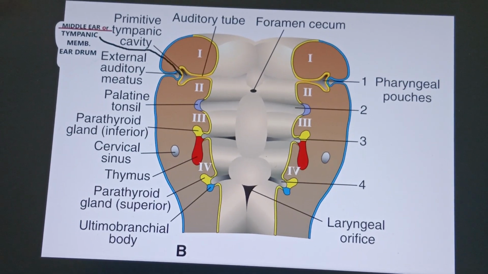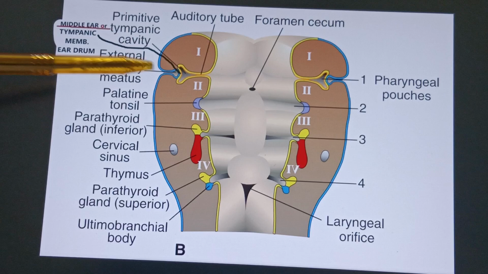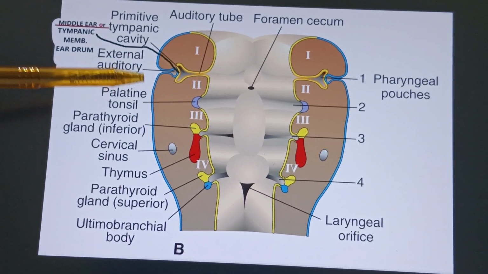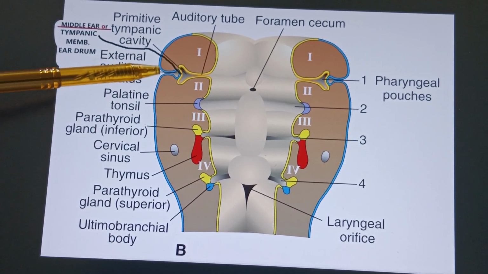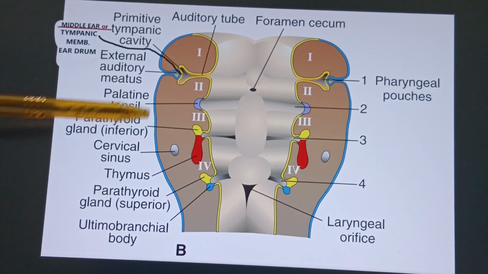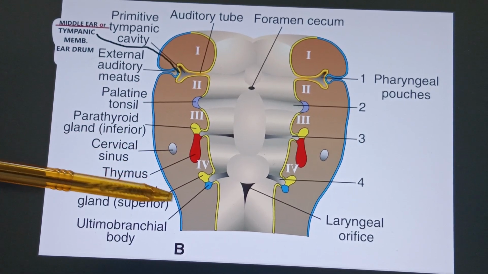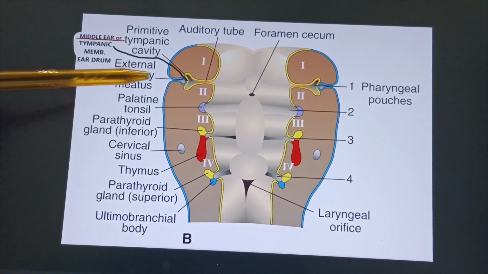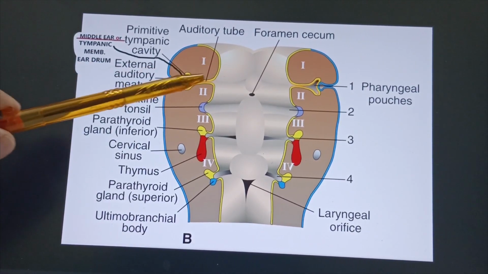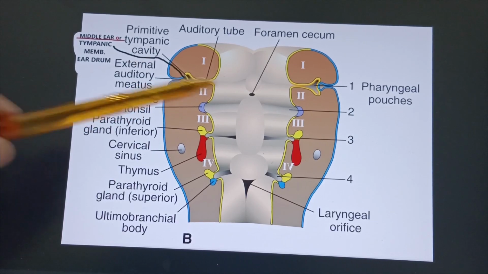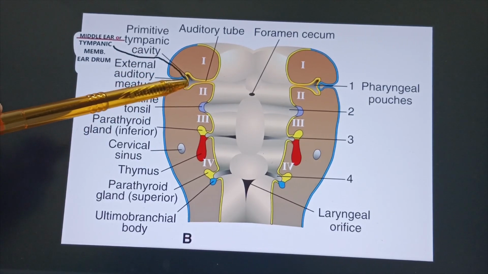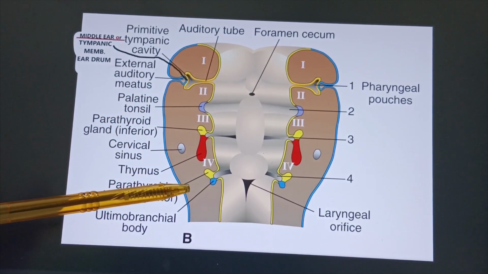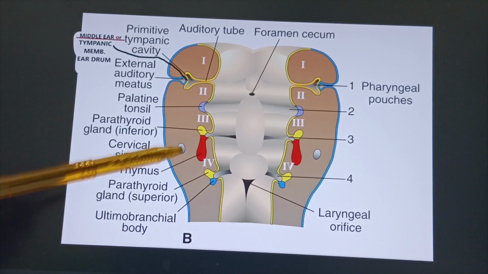Now, this picture is very clearly showing you the external auditory meatus formed by the first cleft. It's very interesting that only the first cleft takes part in the formation of a structure. The rest of them don't. Now this diagram will show you the external auditory meatus, the middle ear cavity and auditory tube. And of course, in between you have the eardrum. The other clefts are obliterated, and you can see just the cervical sinus here.